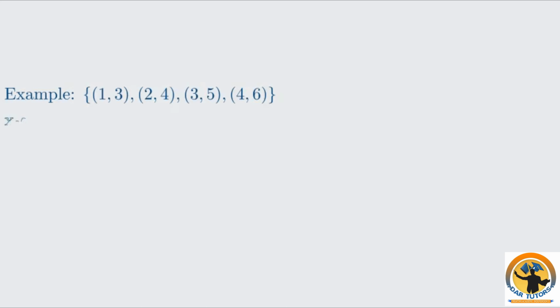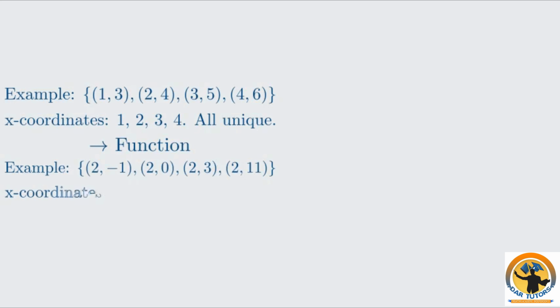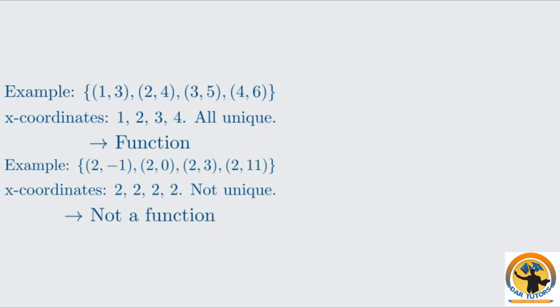First, we have a set of ordered pairs. To check if it's a function, we look at the x-coordinates. They are 1, 2, 3, and 4. Since all the x-coordinates are unique, this is a function. Next, consider this set. The x-coordinates are 2, 2, 2, and 2. The input 2 is mapped to 4 different outputs, -1, 0, 3, and 11. This violates the definition of a function, so it is not a function.